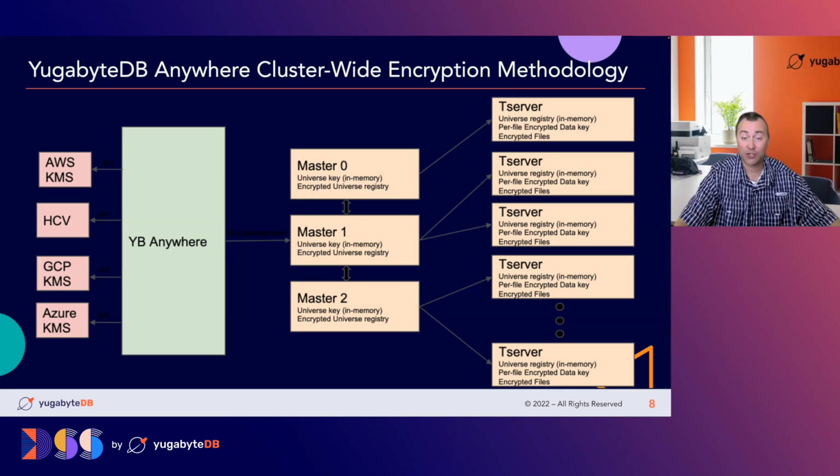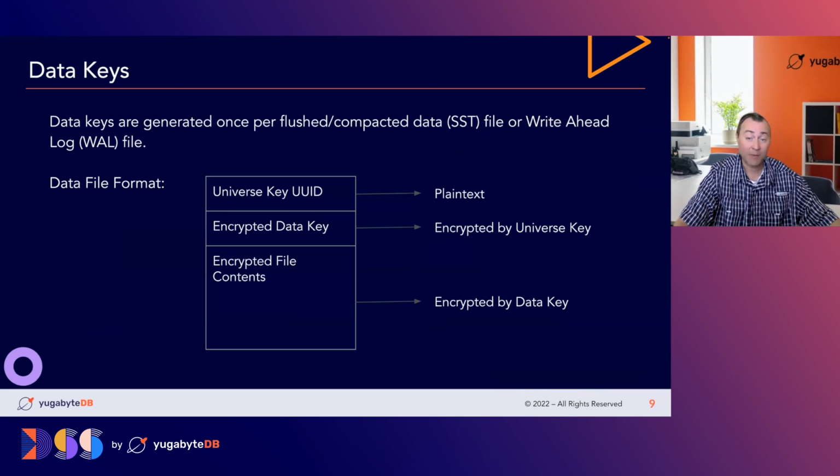Currently, we support Azure, GCP, AWS, and HashiCorp key management services. One point I want to highlight in this diagram is that the universe keys are never stored decrypted on any file system. They are only stored decrypted in memory at runtime. You might be asking, where and how are the data keys stored?